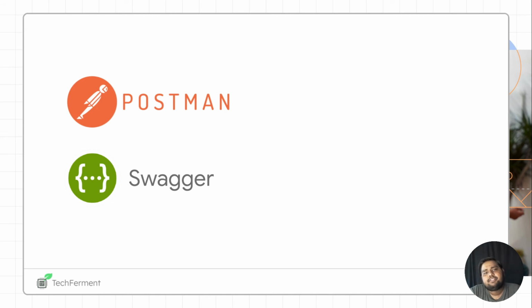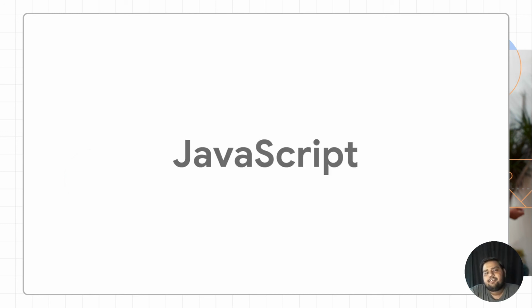And you can use tools in the market, like Postman or Swagger, for testing the APIs, let's say GET request, POST request, PUT request, or any other request. You can do that with the help of Postman and Swagger. In this particular tutorial, I will use Postman for calling or testing the APIs. So I'll start now. I'll talk about the JavaScript part.